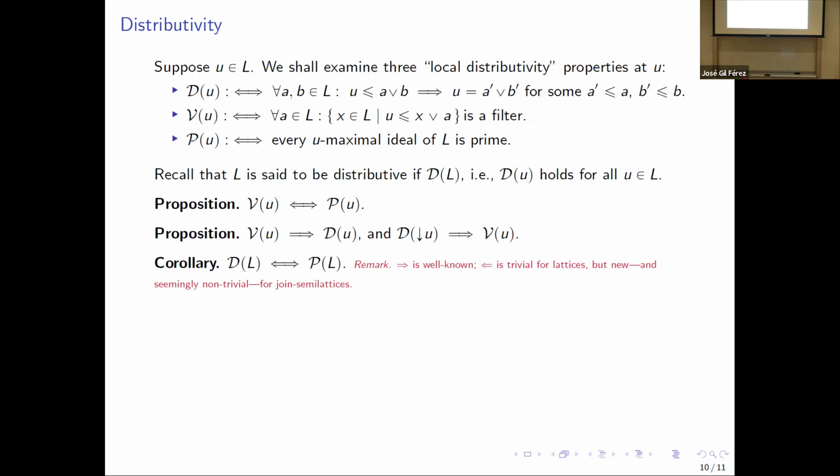The forward implication is well known and is described in Grätzer's book. He doesn't even prove it explicitly. It's a generalization of the subject matter described earlier, although I think he's a little bit optimistic about his readers' abilities. He was optimistic about my ability. I didn't think about that for a long time. For lattices, as I said previously, the opposite implication is trivial, but it's new and seemingly non-trivial for join semilattices.